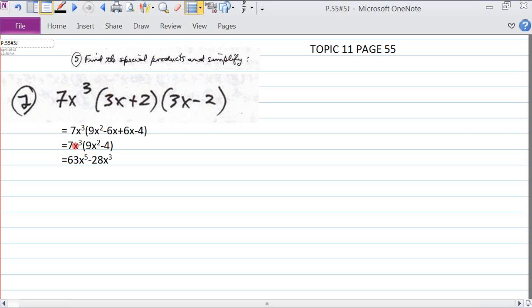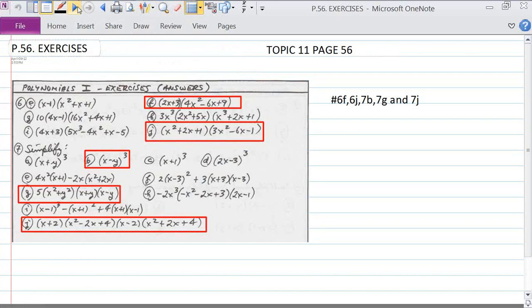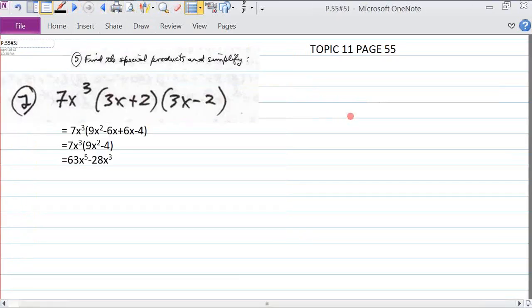Now we multiply 7x cubed times 9x squared, and we get 63. 7 times 9 is 63. X cubed times x squared, we add the powers, 3 plus 2, we get x to the 5th. Then we have a minus, we put a minus here, and 7 times 4 is 28, and we just have the cubed term here, so x cubed. So this basically completes page 55.